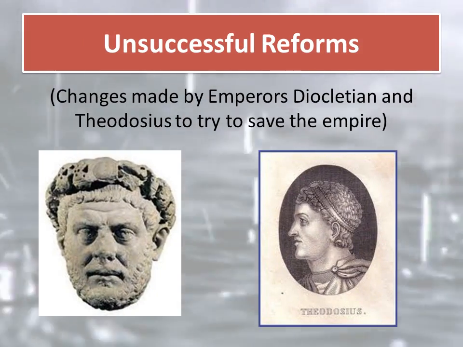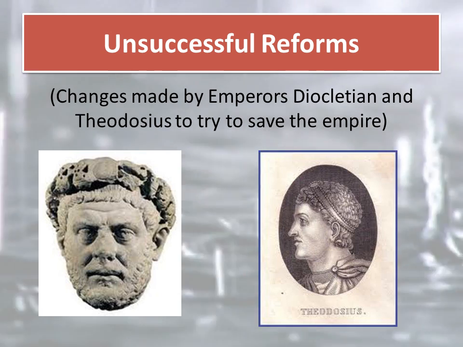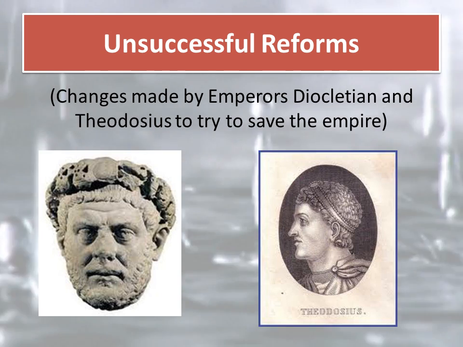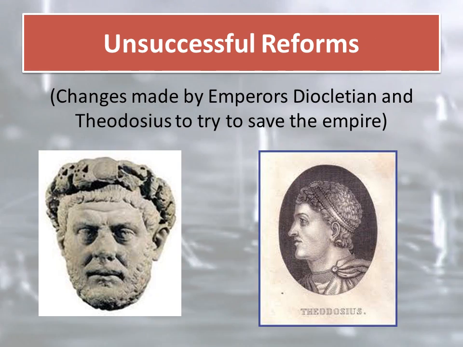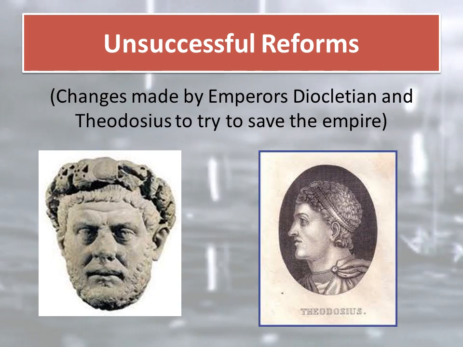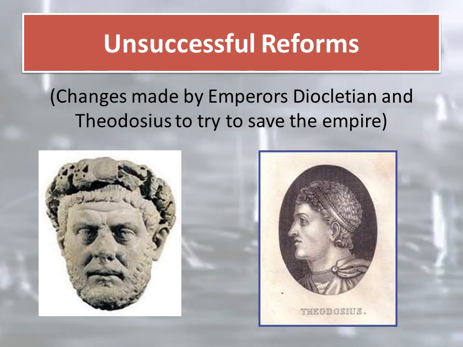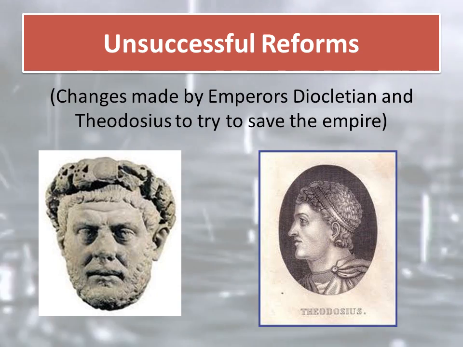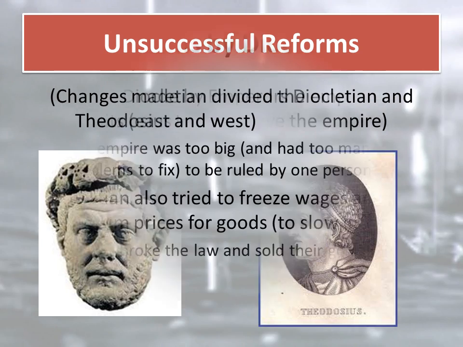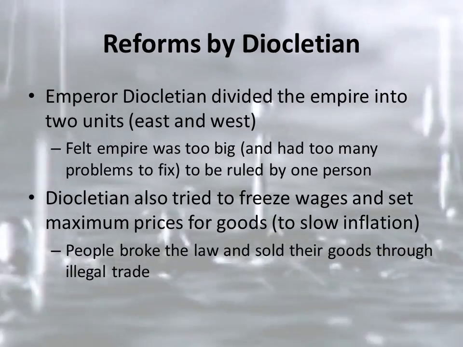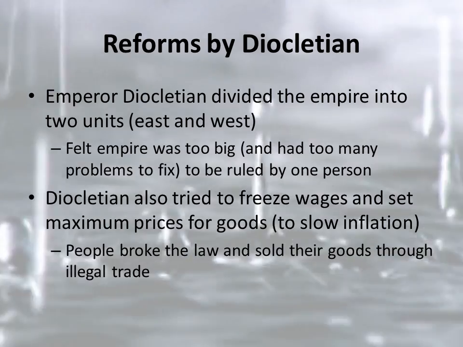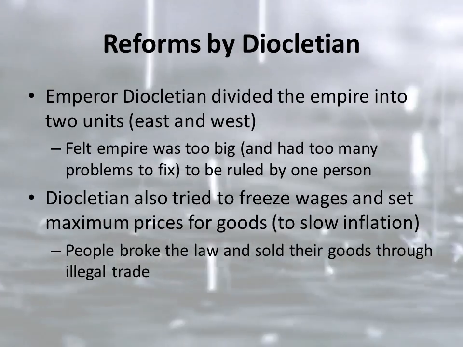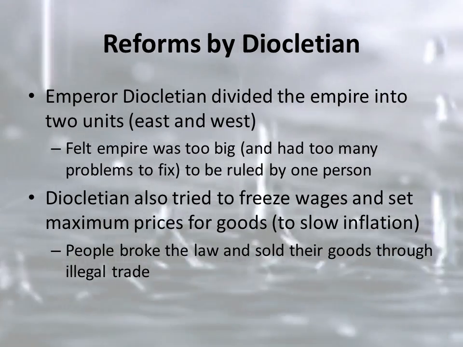Now we're going to look at some of the unsuccessful reforms that happened in Rome. And a reform is a change. So 2 emperors in ancient Rome, Diocletian, who you can see on the left, and Theodosius, who's on the right, they tried to institute some changes to save the empire. Diocletian was a Roman emperor who tried to save Rome by making 2 reforms or changes. One is political and one is economic.